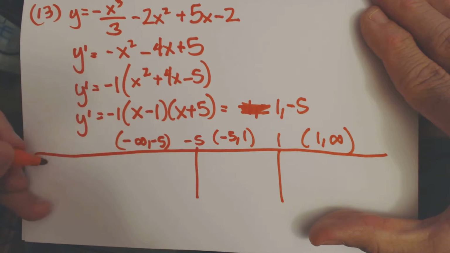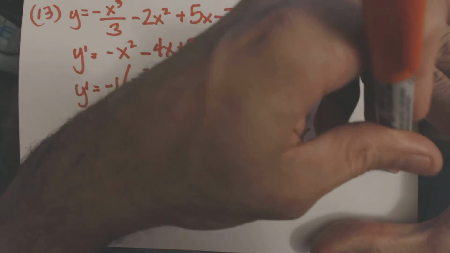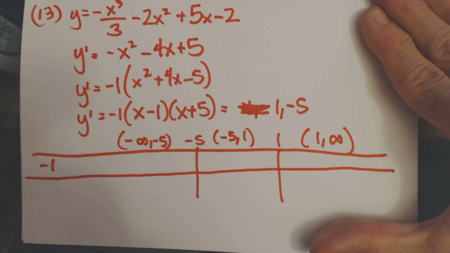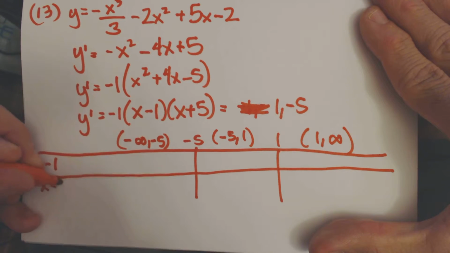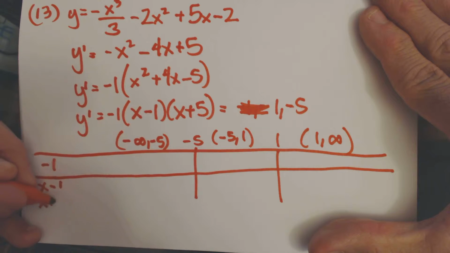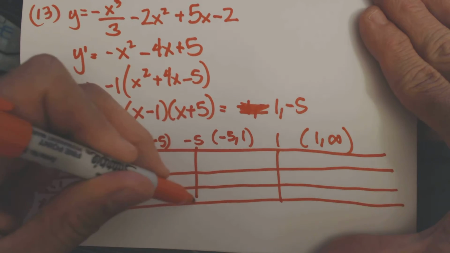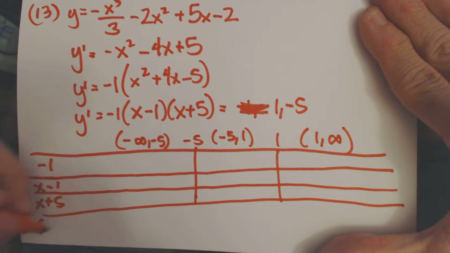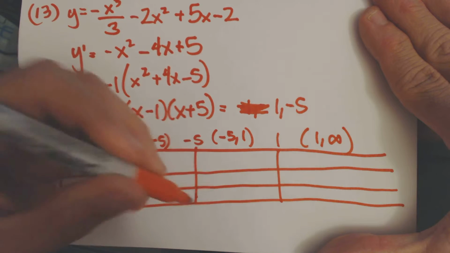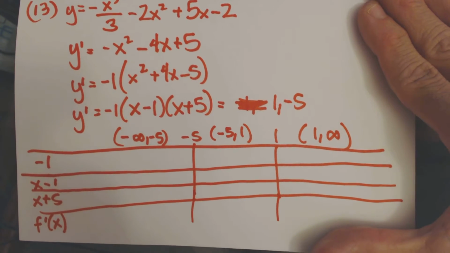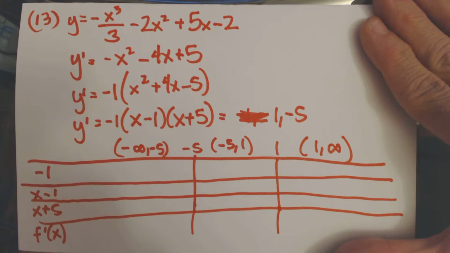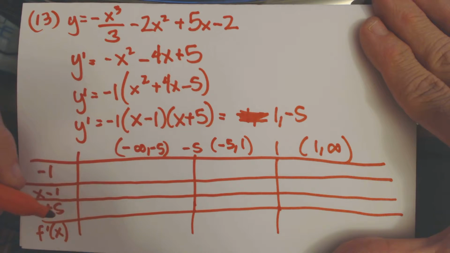Let's keep track of this negative 1 in this chart so that we get the sign right for the derivatives. We're going to look at x minus 1 as well and x plus 5. And that'll tell us the sign of the derivative, which will then allow us to figure out if the interval is increasing or decreasing, and thus help us identify the relative extrema.